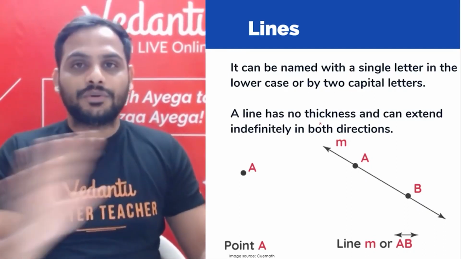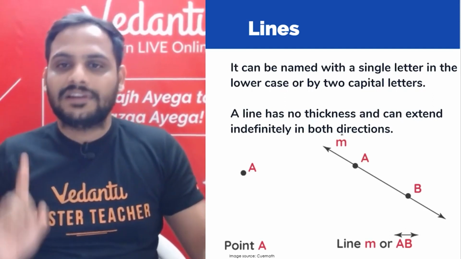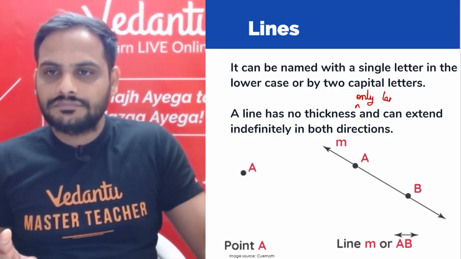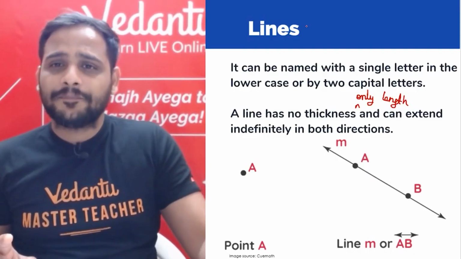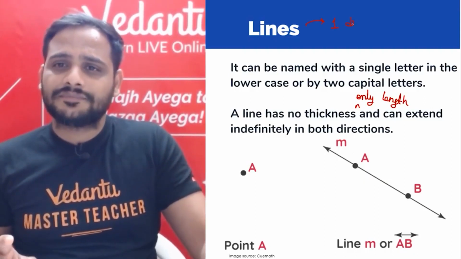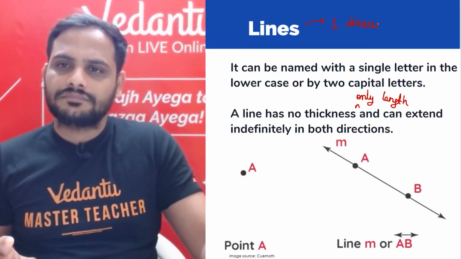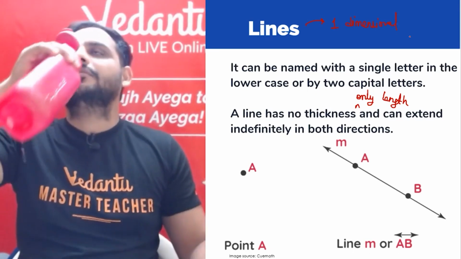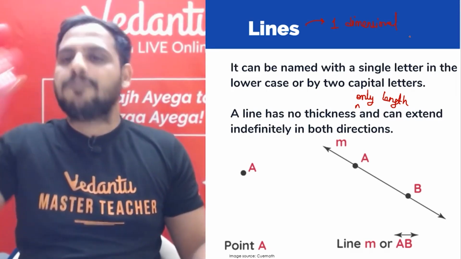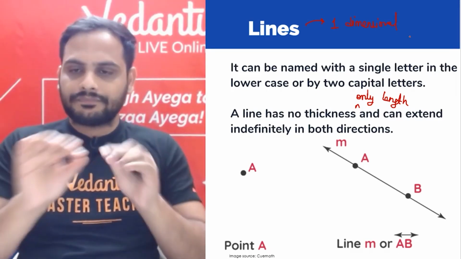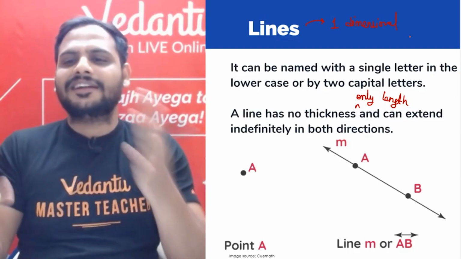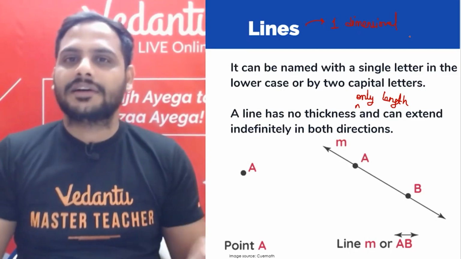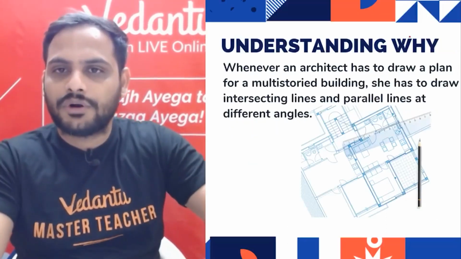Now a line has no thickness, it only has length. No thickness, only length. And that is why it is one-dimensional. It is a one-dimensional shape. It has only one measurement, that is length. So a line does not have any area. Two-dimensional things start getting area. So this is what we have talked about line.